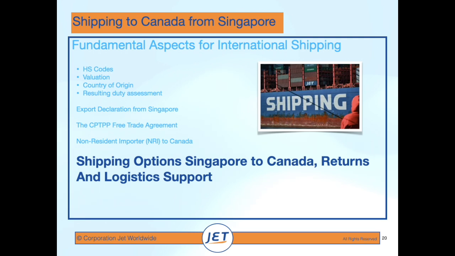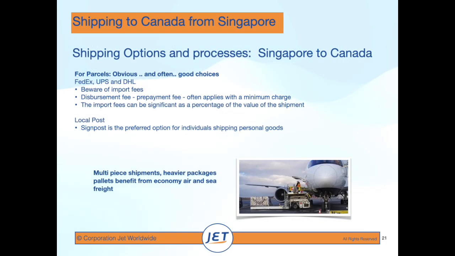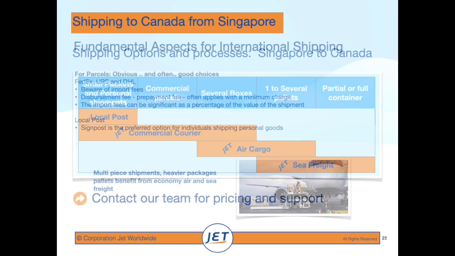Shipping options from Singapore to Canada and North America. Returns and reverse logistics. The international parcel shipping options from Singapore include the obvious choices of name brand couriers: FedEx, UPS, DHL, and the local post. In general, Sing Post options are best for individuals shipping personal packages. Contact our team for information regarding commercial packages and cargo from Singapore to Canada.